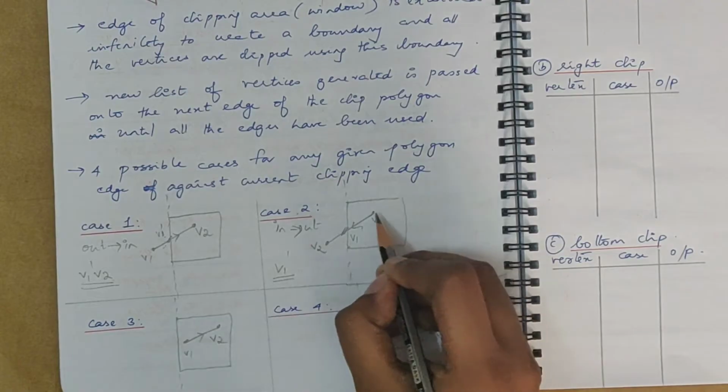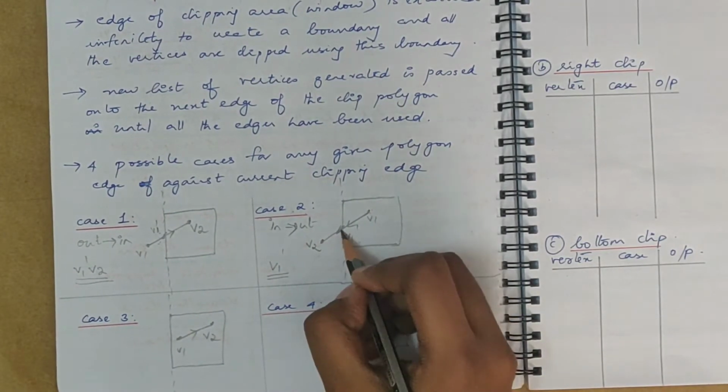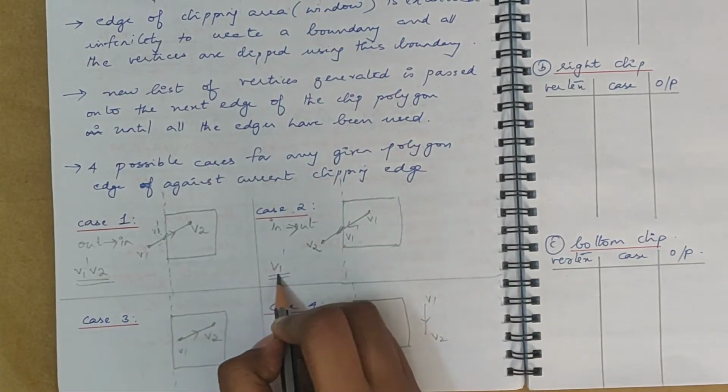Okay, from inside to outside. The polygon edge goes from inside to outside. If that is the case, only this point of intersection will be added to the output list.